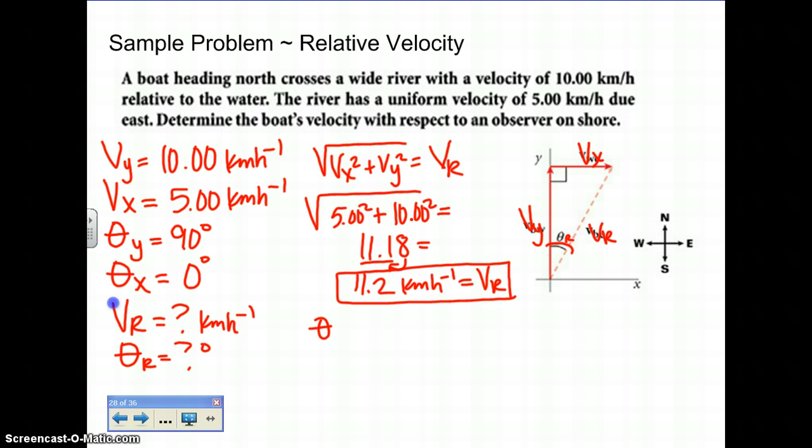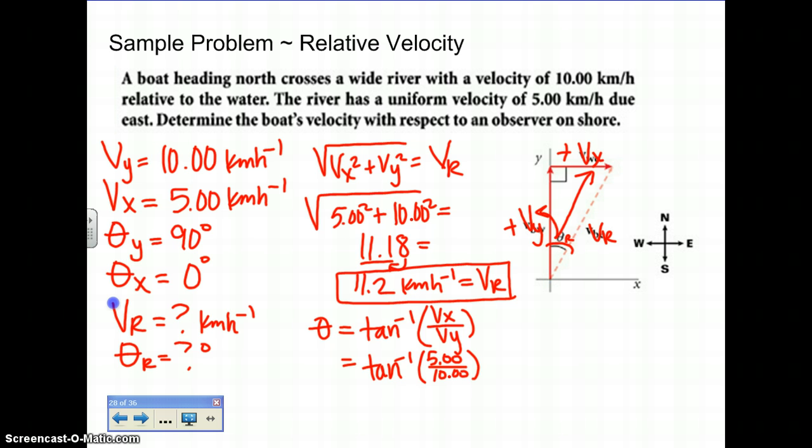Okay, so now theta is inverse tan of opposite over adjacent. Opposite is Vx. Can you see that? Vx is opposite, Vy is adjacent. So that would be the inverse tan of 5.00 divided by 10.00. Both of which are positive, right? Because you're heading north and east, so they're both positive. Put inverse tan of 5 divided by 10 in your calculators. 26.56 is what your calculator answer is. So therefore, theta is going to become 26.6 degrees.